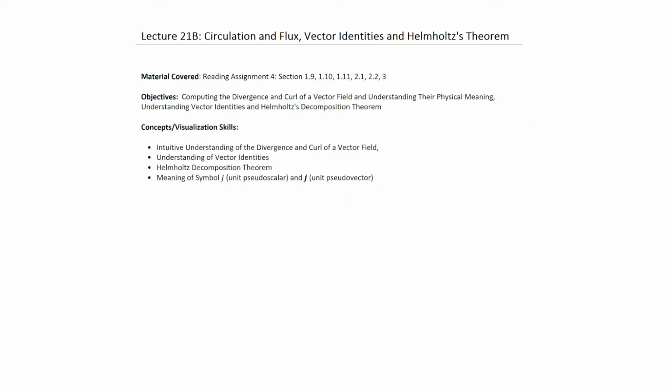The objectives are to compute the divergence and the curl of a vector field and understand their physical meaning, understand vector identities, and the Helmholtz decomposition theorem, which is perhaps one of the most important theorems in vector calculus. The concepts and visualization skills you can get from this lecture include an intuitive understanding of the divergence and curl of a vector field, understanding of vector identities, the Helmholtz decomposition theorem, and then a non-mandatory section, about 2 slides, on the meaning of the symbol J, which is a unit pseudoscalar, and bold J, which is a unit pseudo-vector.